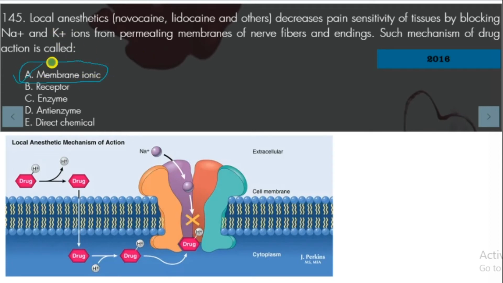That's why we call it membrane ionic. There is no participation of a receptor here, no participation of an enzyme or anti-enzyme, and no chemical reactions occur. This is the diagram of the local anesthetic mechanism. The drug is first found inside the cell, then becomes protonated, then blocks, so sodium can't enter into the cytoplasm of the neuron.